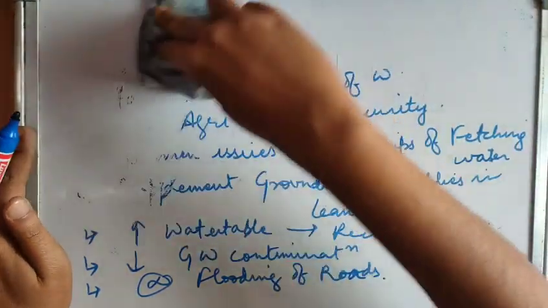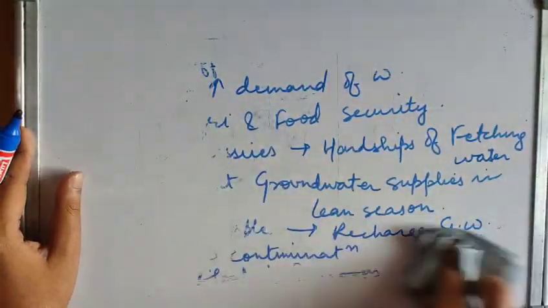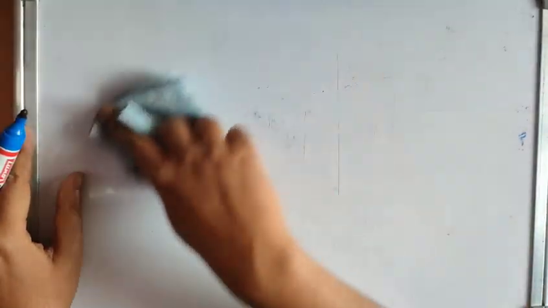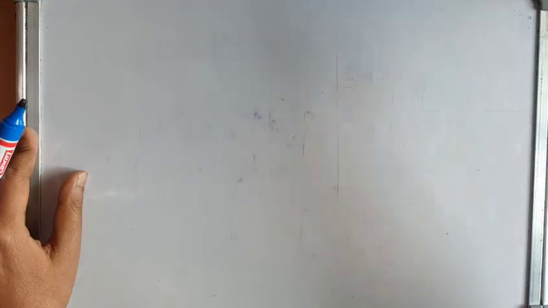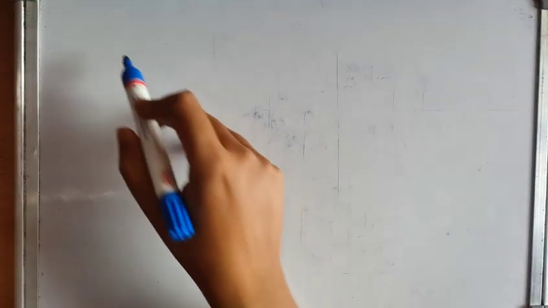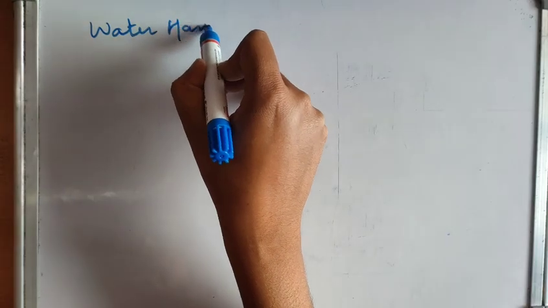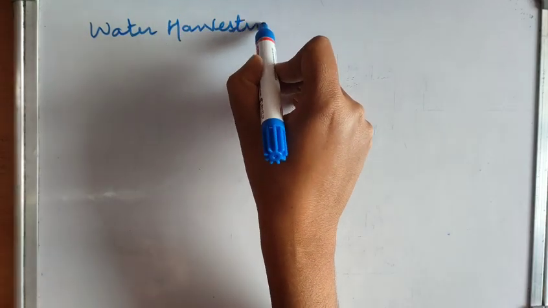A slight difference between rainwater harvesting and water harvesting. In rainwater harvesting, we need to conserve rainwater, but in water harvesting, any kind of water flowing, we need to conserve that. So we'll see here what is water harvesting.